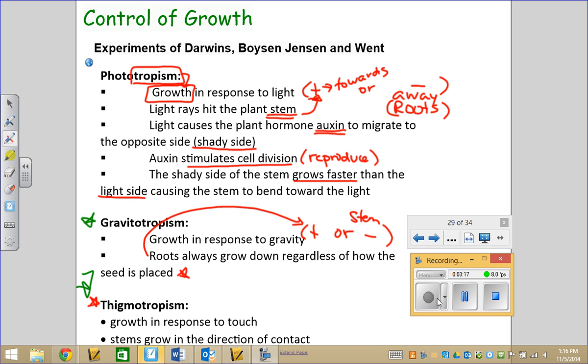Thigmotropism, I mentioned briefly before when I talked about vines that can climb, but thigmotropism is growth in response to touch. And there are some plants that have stems that will only grow in the direction of contact. So a really good example of that is any sort of climbing vine, a plant that will grow up the fence or grow up the side of a building or the trunks. Those plants are growing in response to touch as well as in response to light and gravity.